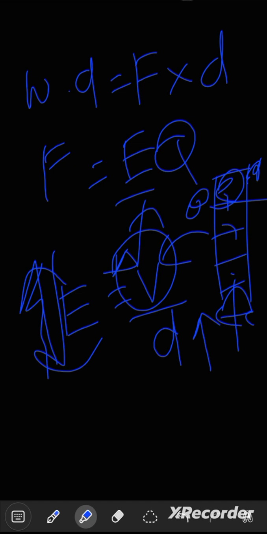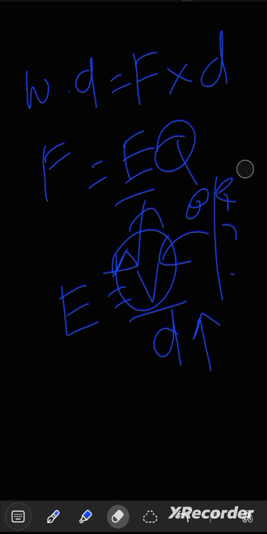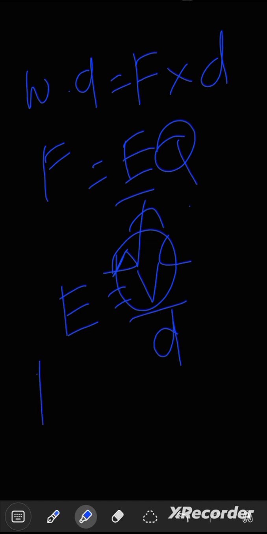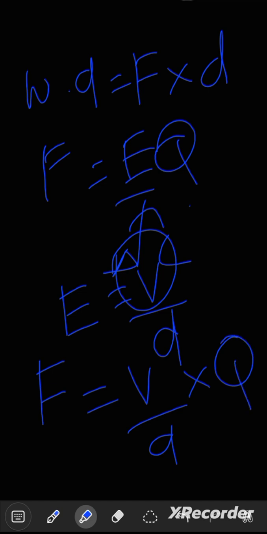If you're going to be increasing the distance between the two plates, the two potentials are going to be further and further apart, and therefore you're going to end up with a lesser electric field intensity, right? Now, instead of E over here, I can substitute this and write F equals V over D times Q. Okay? But remember, I define electron volt as being an energy.